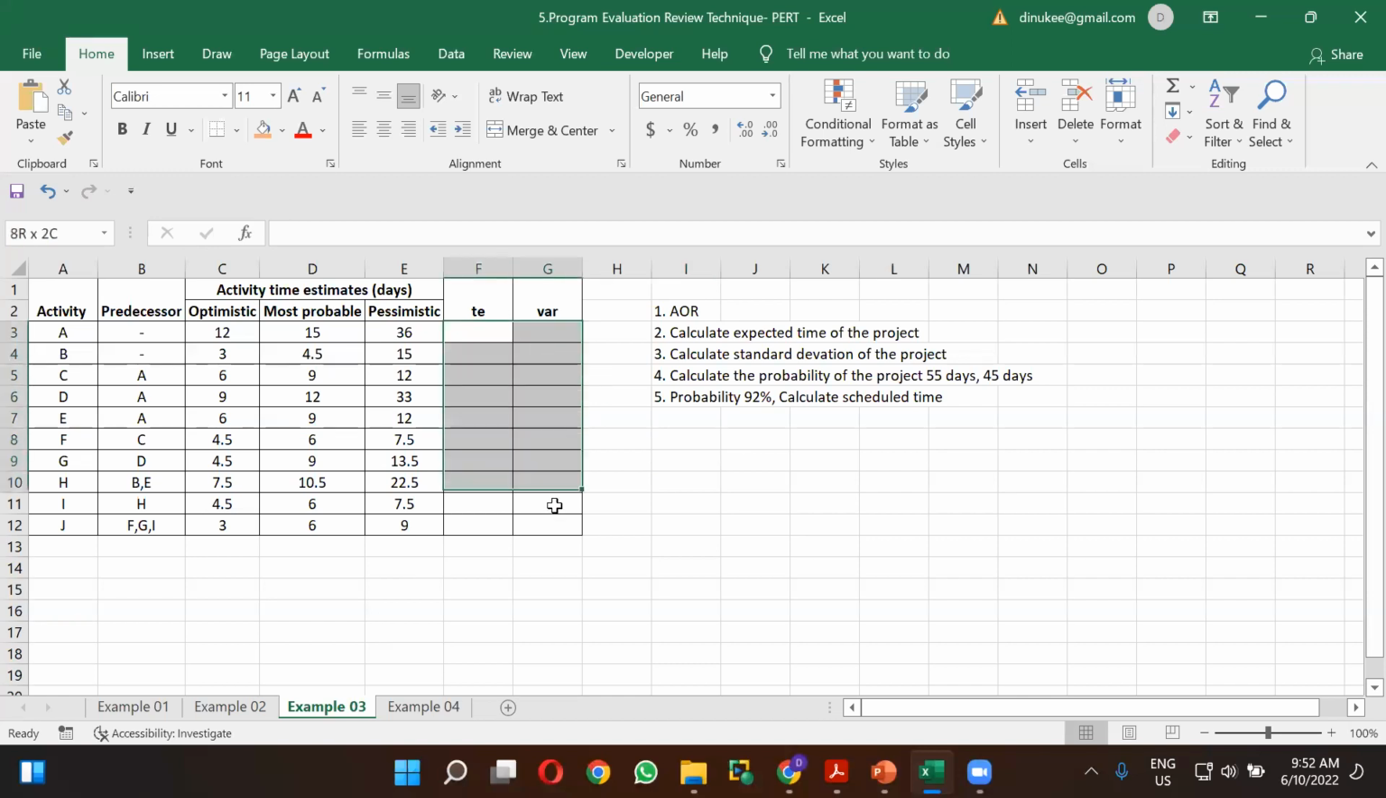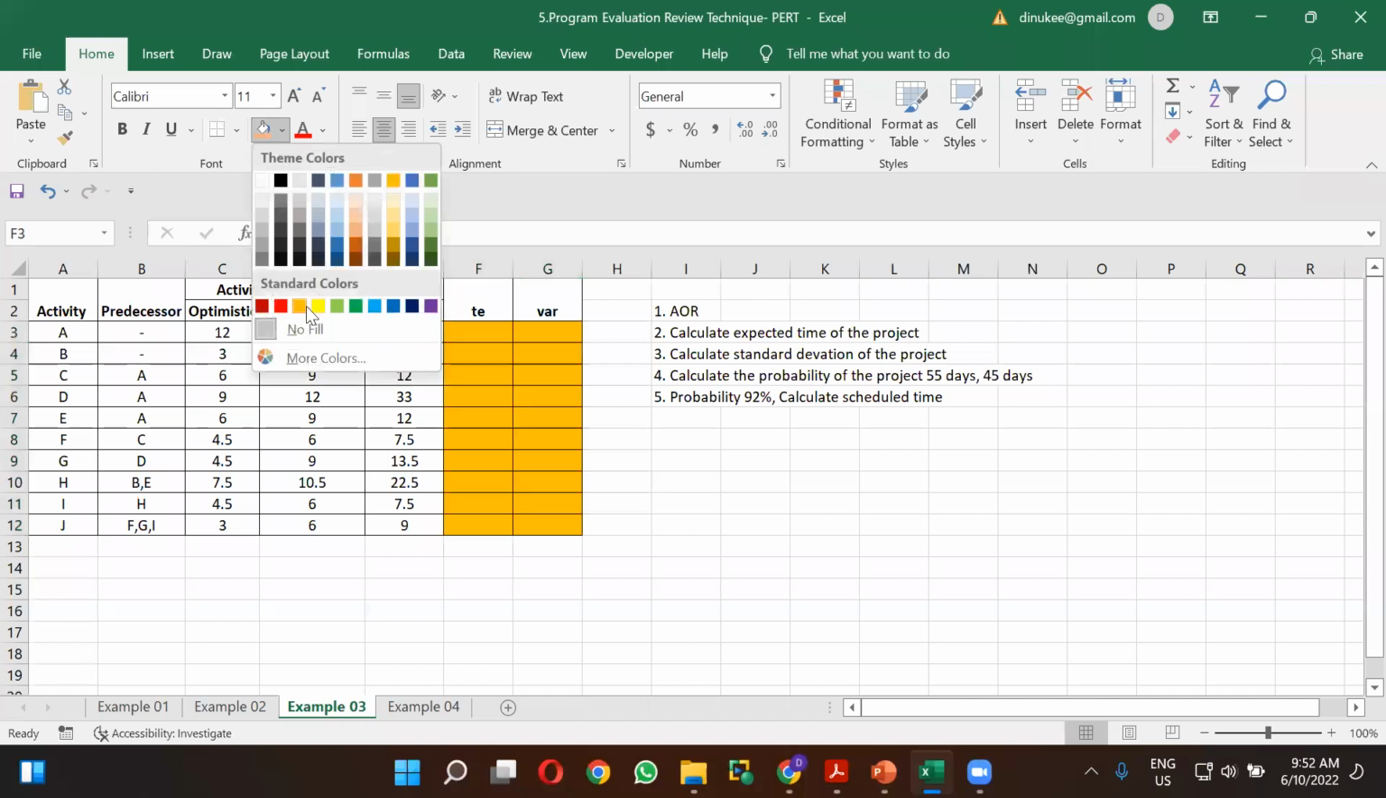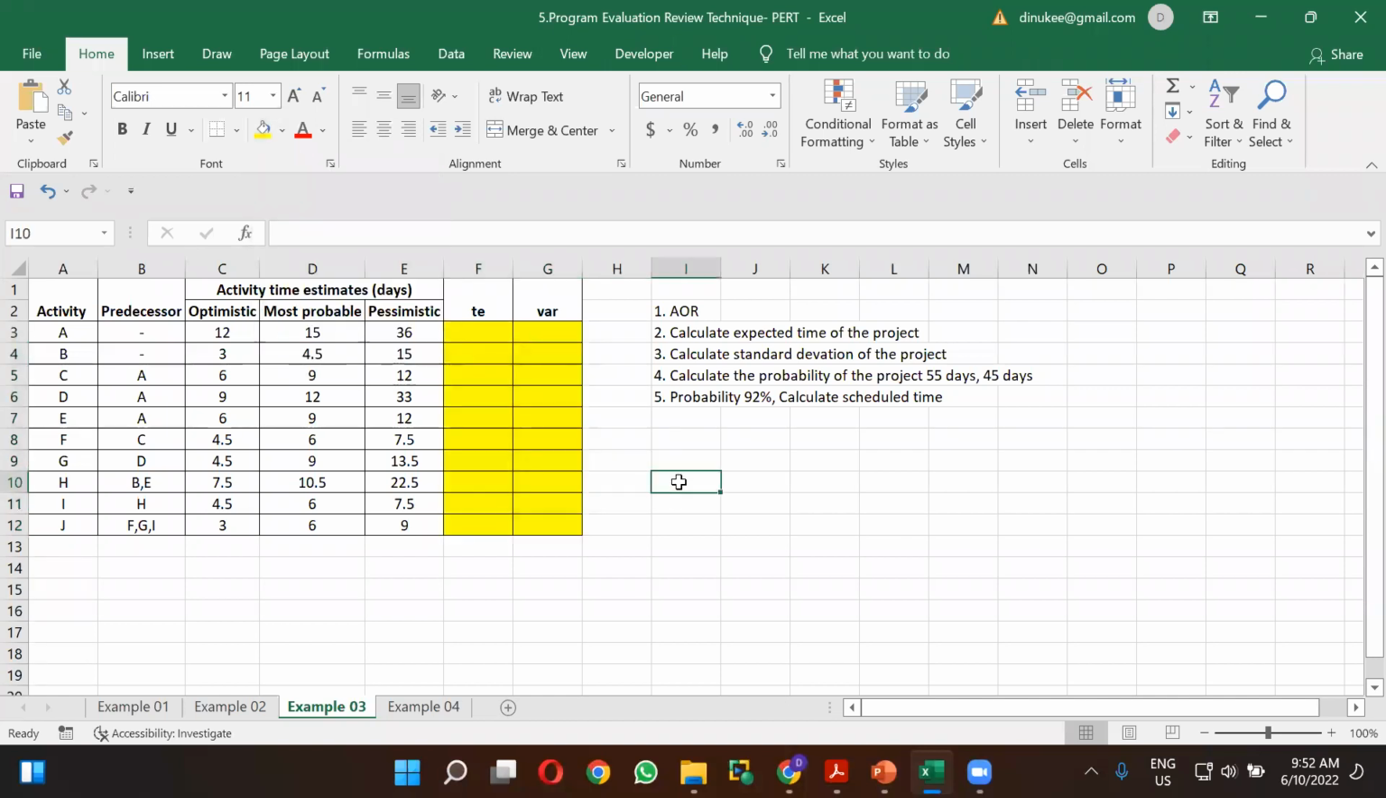So are you all clear about this? So optimistic means A, most probable means M, pessimistic means B. Clear. So we are meeting after the mid-semester exam, right? So week after week. So can you all do this and come to the class?